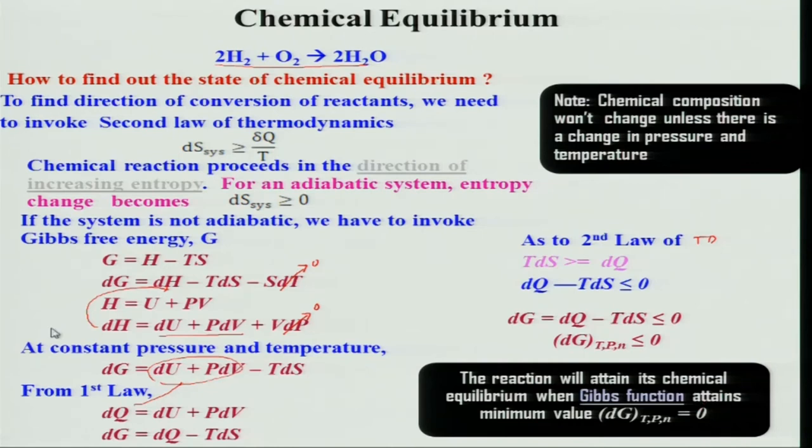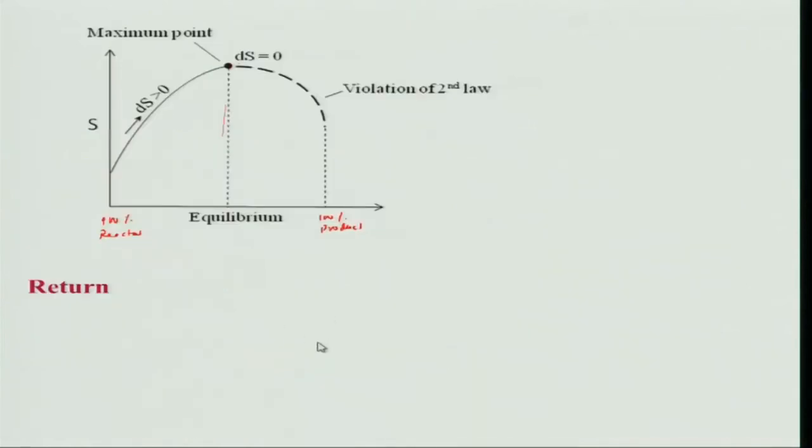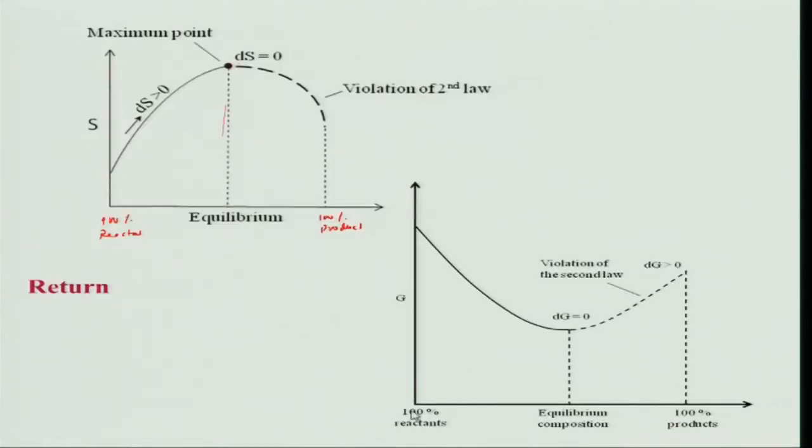Let us look at it pictorially. This is 100% reactants and 100% product. The process goes on till it reaches this point where we have the equilibrium composition. That means we need to estimate the equilibrium composition, dG. And this is not possible in this portion because it would be violating the second law of thermodynamics, and therefore we cannot really get 100% product in real situations.